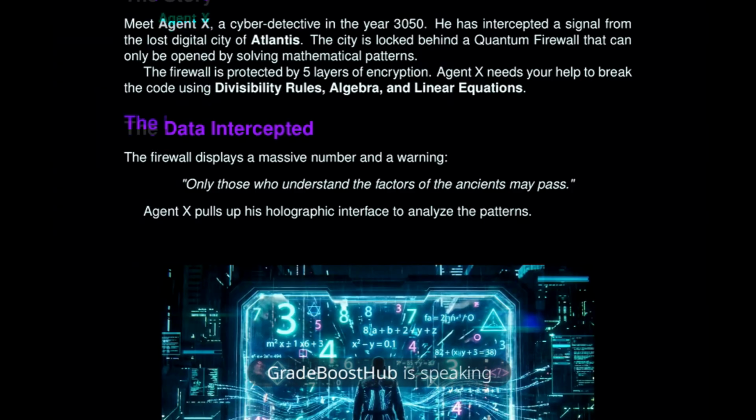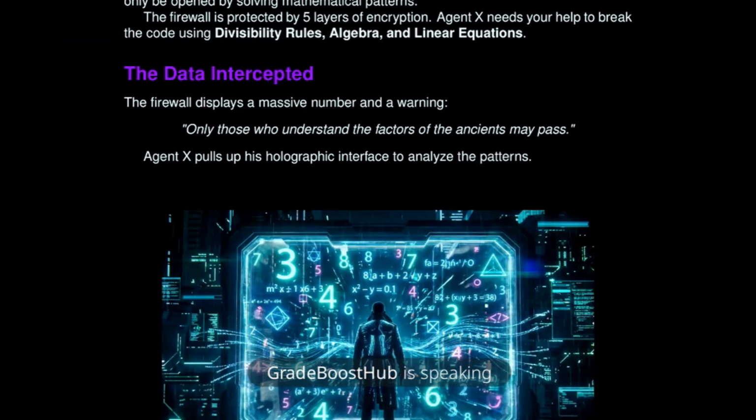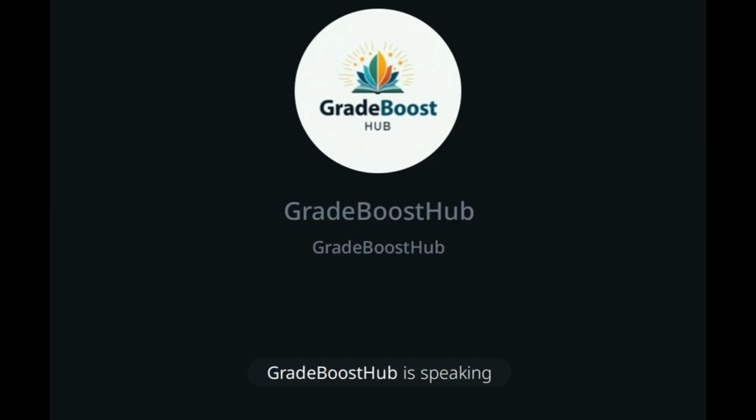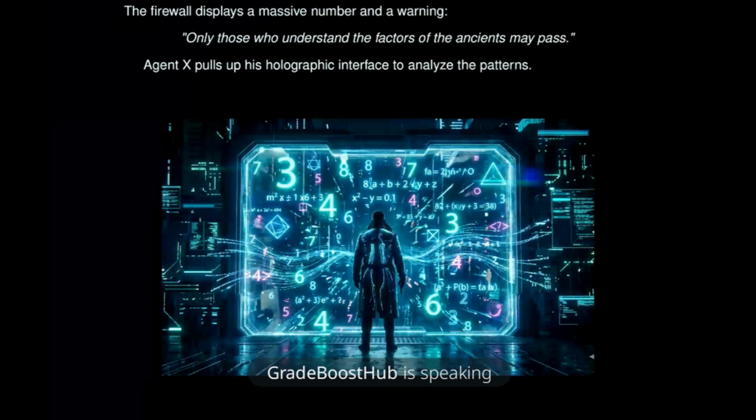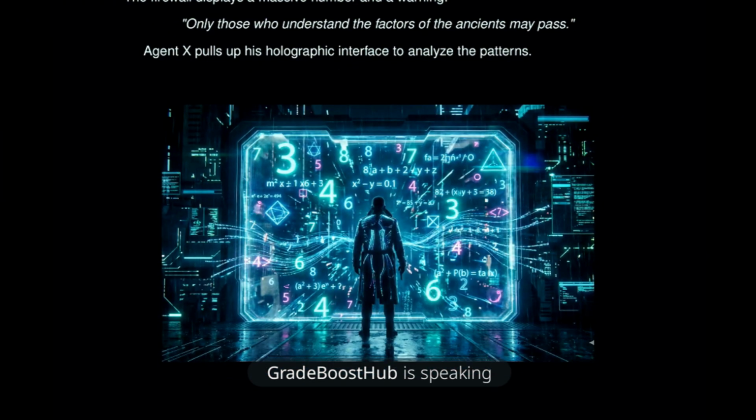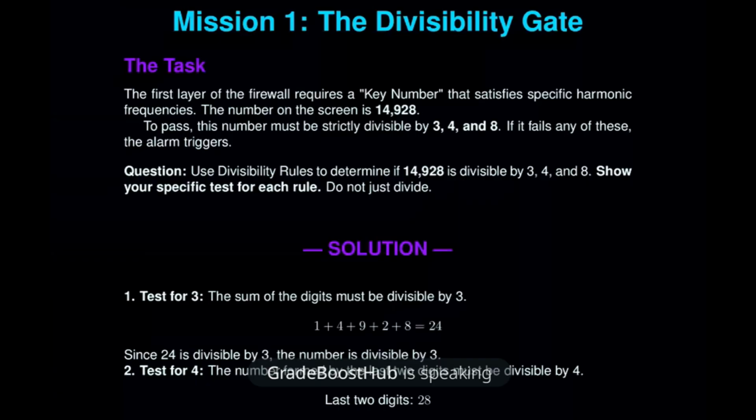So let's see the data intercepted. So the firewall displays a massive number and a warning. Only those who understand the factor of the ancients may pass. Agent X pulls up his holographic interface to analyze the pattern. So let's see mission 1. So mission 1 is the divisibility gate. So let's see the task.